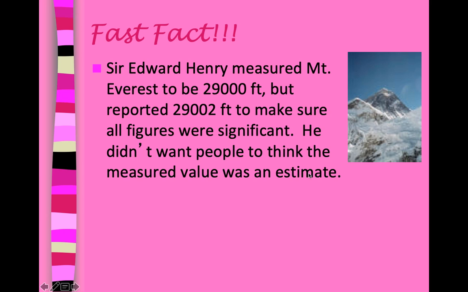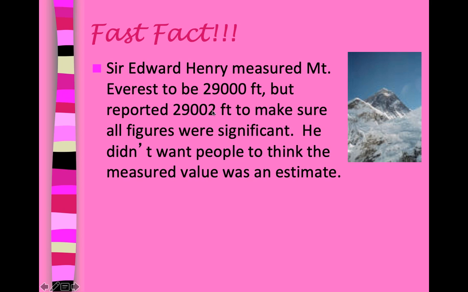Now, there's obviously other things he could have done. He could have used scientific notation. He could have put a decimal here. But what he did is he reported it as 29,002 because, of course, at this height, that 2 feet different with ice melt and snowfall and things like that, there's some error involved.